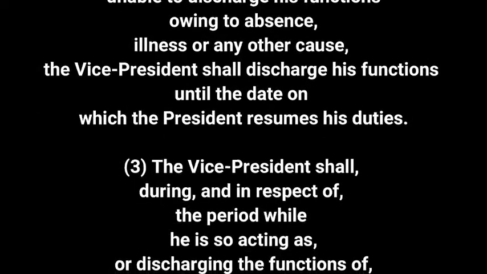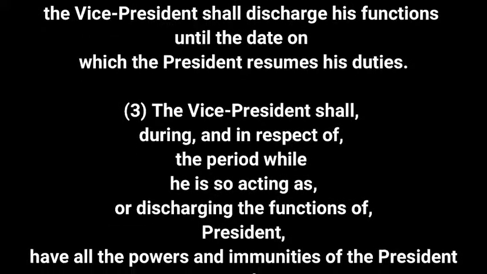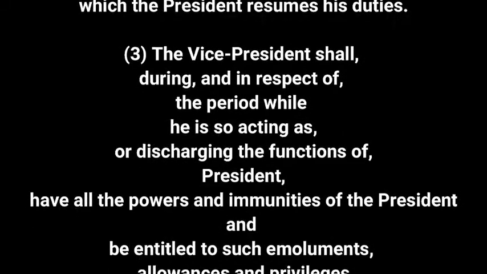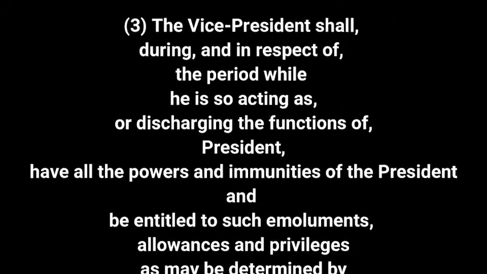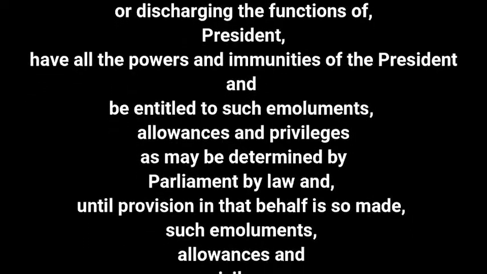3. The Vice President shall, during, and in respect of, the period while he is so acting as, or discharging the functions of President, have all the powers and immunities of the President, and be entitled to such emoluments, allowances and privileges, as may be determined by Parliament, by law. And, until provision in that behalf is so made, such emoluments, allowances and privileges, as are specified in the second schedule.